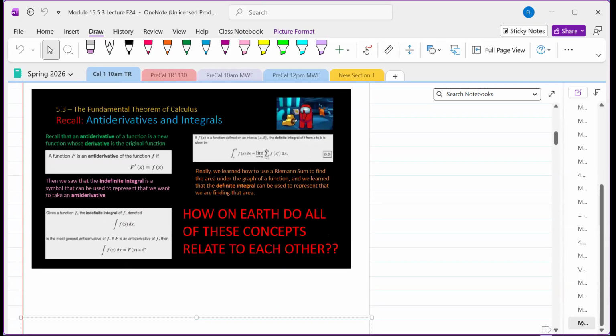So we've been looking at a whole lot of crazy, what feels very different concepts. We saw the Riemann sum is the same as the definite integral. We learned that the indefinite integral is equal to the antiderivative.